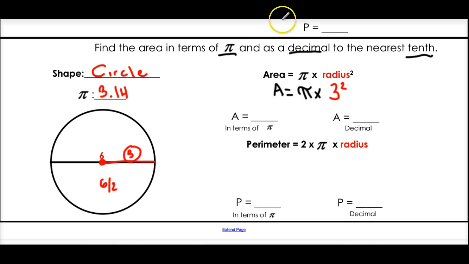Now here we go. This is really what I want you to pay attention to. We're going to answer this question in 2 ways. One in terms of pi and one as a decimal to the nearest tenth. To get it in terms of pi, what we do is we just multiply the number. All right, so we just put 3 squared into our calculator and we get 9. So we bring that down. Now we don't multiply by pi. We're just going to bring the pi down. So it's just 9 pi.